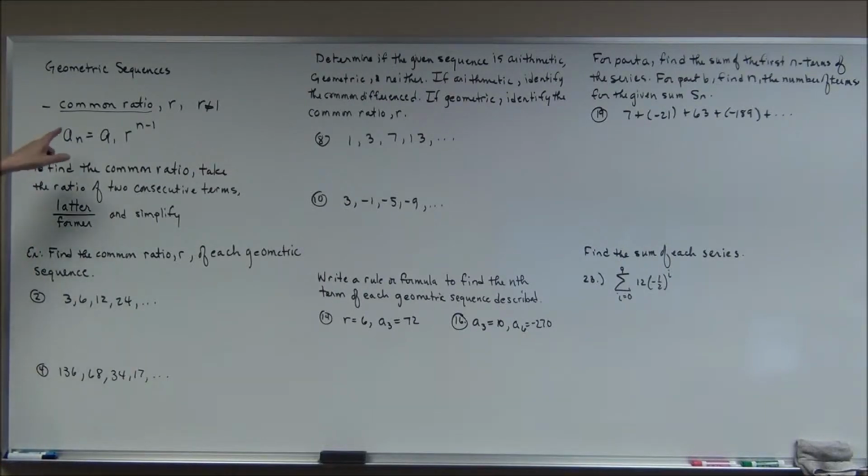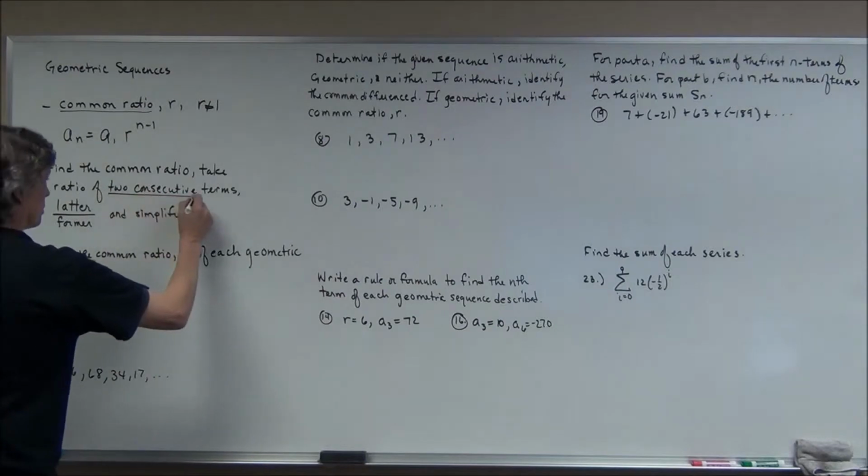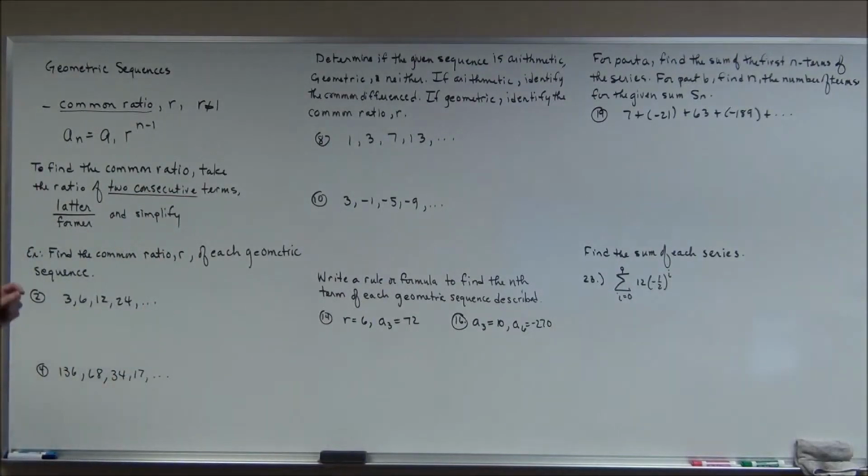Now, if you want to find the common ratio, you take 2 consecutive terms. It doesn't matter if it's the first 2, the middle 2, it doesn't matter. Take 2 of them and put the latter over the former. That means if you take the first 2, you put the second one over the first one. If you take the second and the third, you put the third one over the second one. It's always the one that follows over the one before it. And then you simplify this fraction, this ratio.